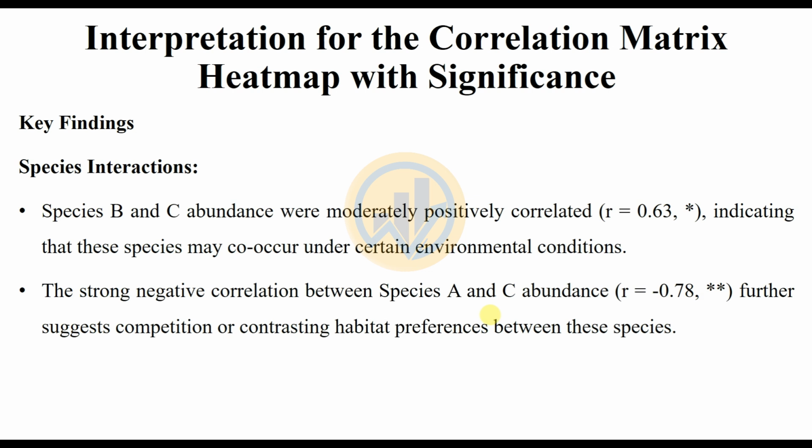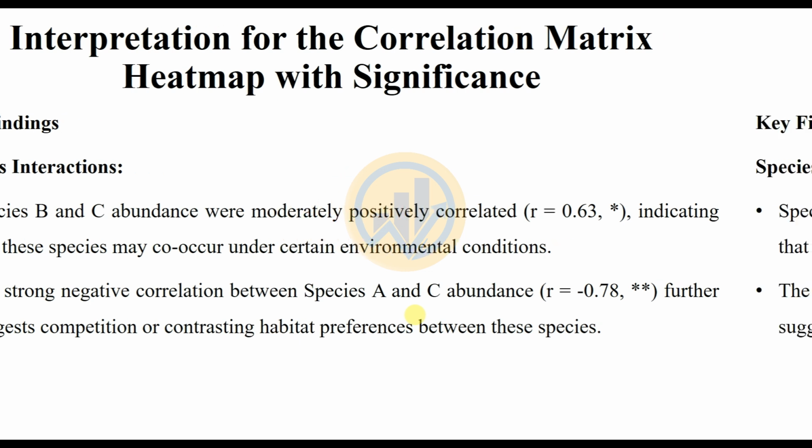Species interactions. Species B and C abundances were moderately positively correlated, R is equal to 0.63, indicating that those species may co-occur under certain environmental conditions. The strong negative correlation between species A and C abundances, minus 0.78, further suggests competition or contrasting habitat preference between those species.